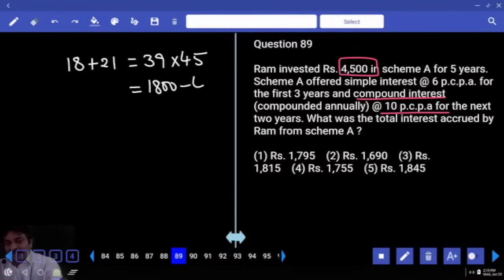1800 minus 1 is 1755. Not really required to calculate the entire answer, because we already eliminated 3 options. We know the answer is either the 4th or 5th.